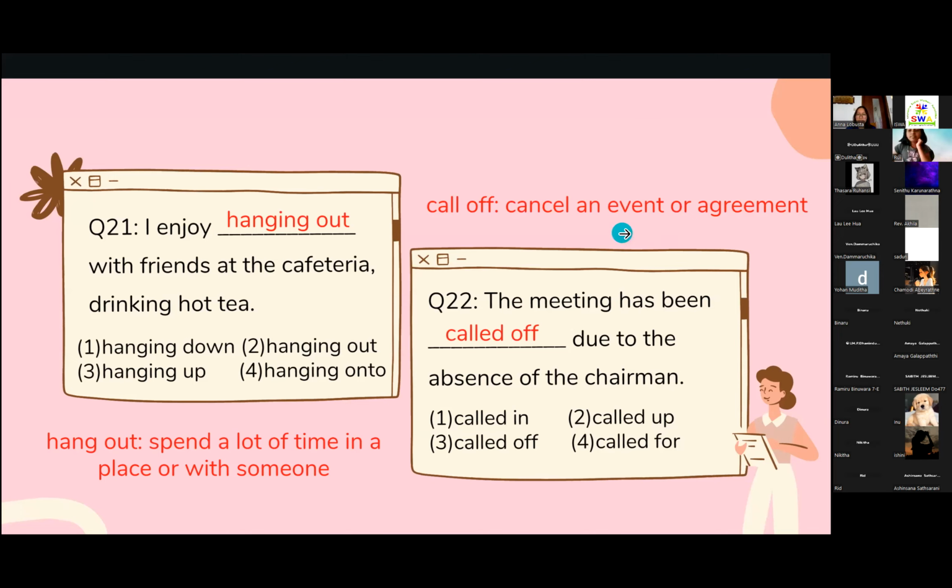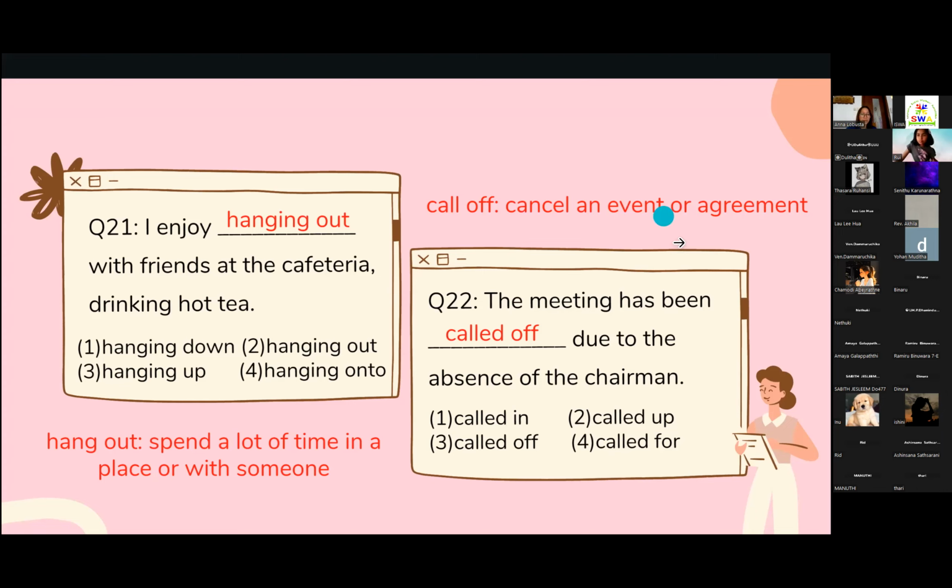So call off means to cancel an event or an agreement. So over here, this meeting is the event that was canceled because the chairman, the president of the event, wasn't there. Then you can use this also in daily life. For example, you're supposed to meet your friend to go eat together or something, but your friend becomes sick, so she can't meet you anymore. So that hangout is called off.